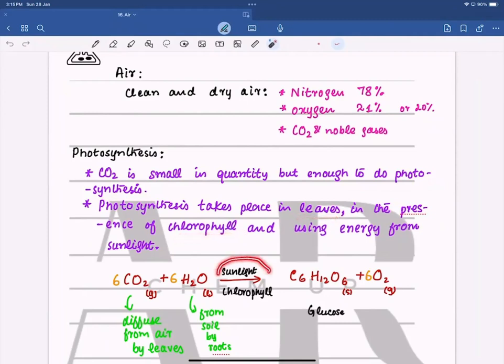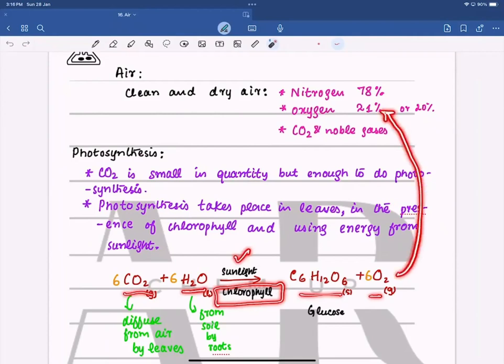When plant leaves absorb light energy in the chlorophyll, they take up water from the roots and carbon dioxide from the leaves. There are small openings in the leaves called stomata. From there, carbon dioxide diffuses inside. These two things react in the presence of light in chlorophyll in the plants to form glucose and oxygen. As a result, oxygen is released in the air and carbon dioxide from the air is used up by the plants. Is this understandable?